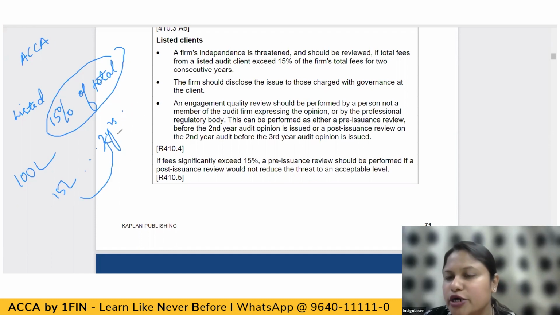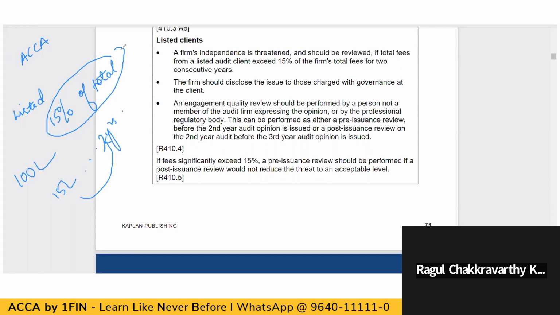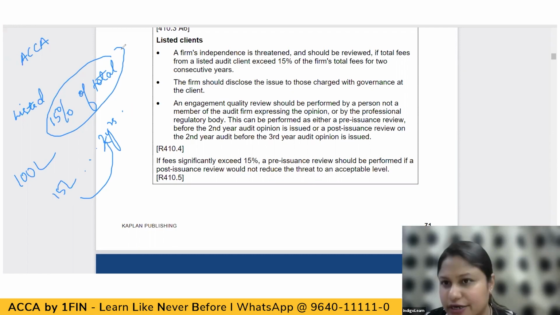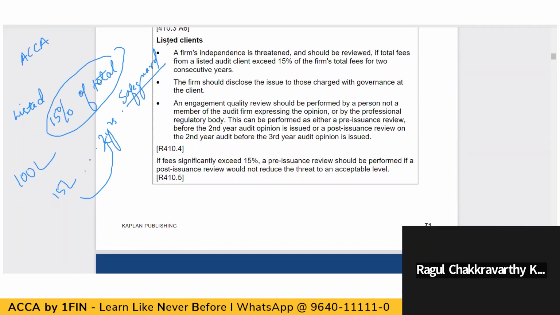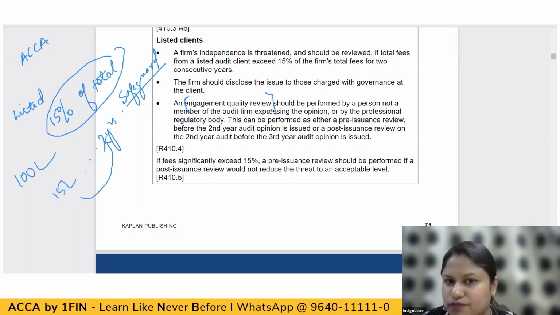In the 3rd year, you should avoid being the auditor, because then we have a concept that there is a threat that the majority of the fee is dependent upon this particular client. So the partners could be biased. Got it? But suppose you still want to continue. If you still want to do the audit, then you have to apply what? A safeguard. Correct? Right. If you want to apply the safeguard, then they say an engagement quality review should be performed by a person who is not a member of the audit firm.